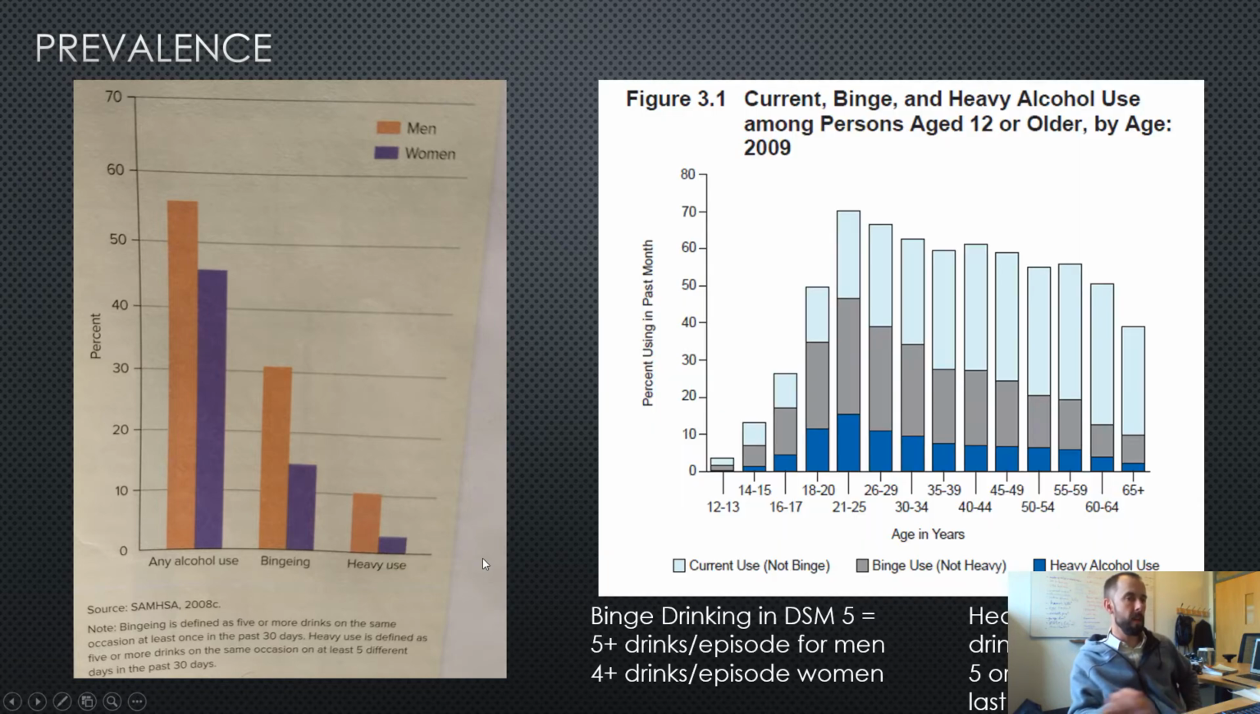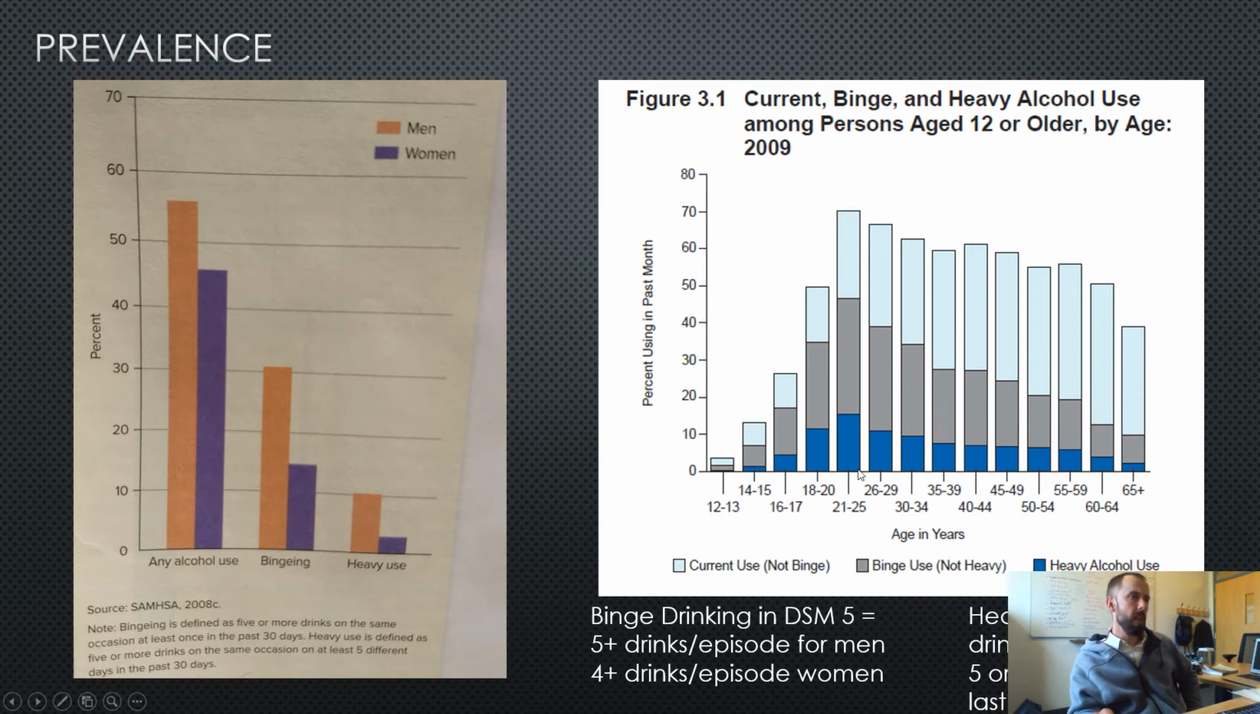Again, a lot of people drink, but much fewer are in this place where they're drinking a lot, many times. You can see that this is a little complicated, so try not to get overwhelmed. But this is just showing different age groups, how many people do heavy use versus they binge versus they use alcohol but they don't binge.